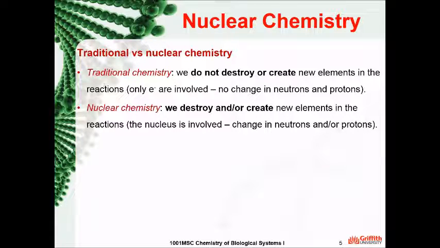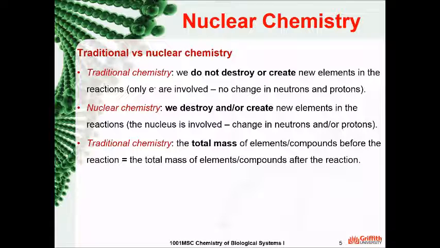However, in nuclear chemistry, we have different rules. For example, we create and destroy elements in the reactions because the reactions involve the nucleus of the atoms. Therefore, the number of neutrons and protons changes.